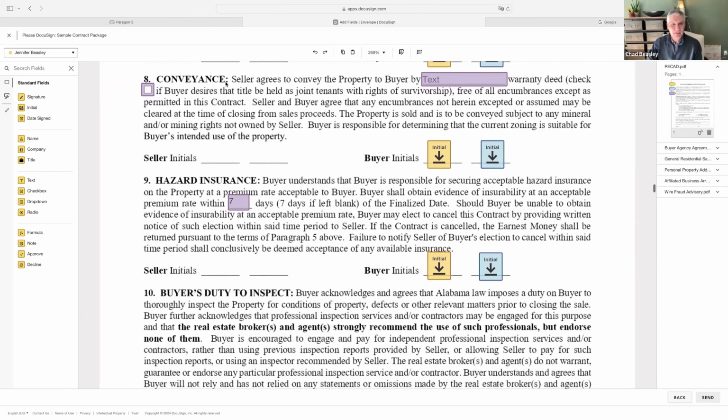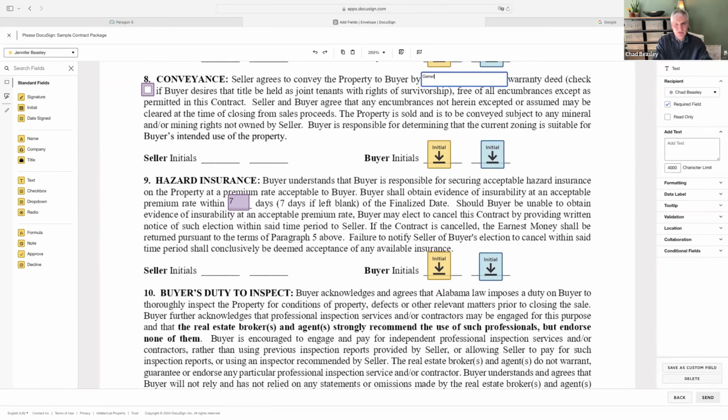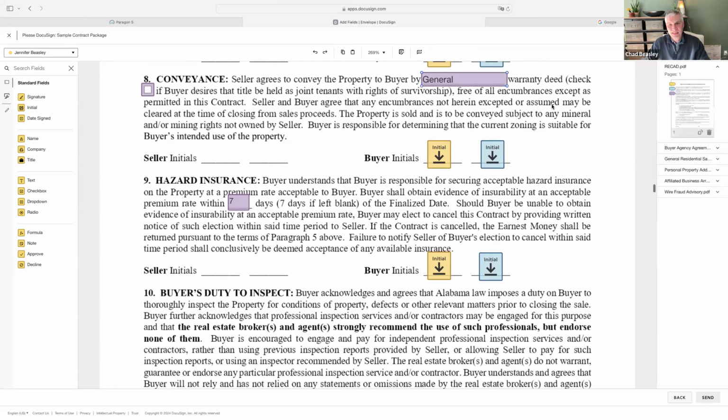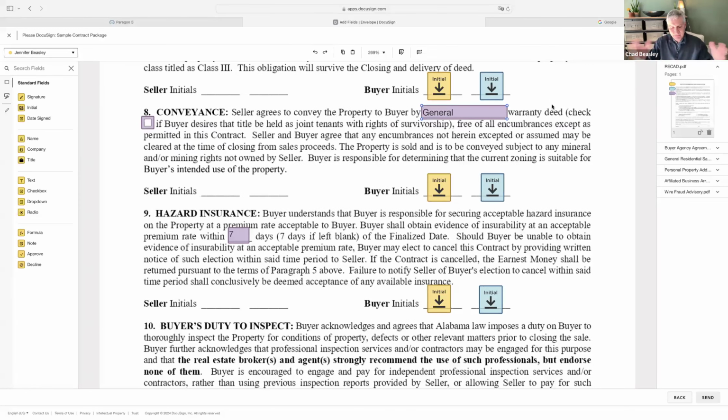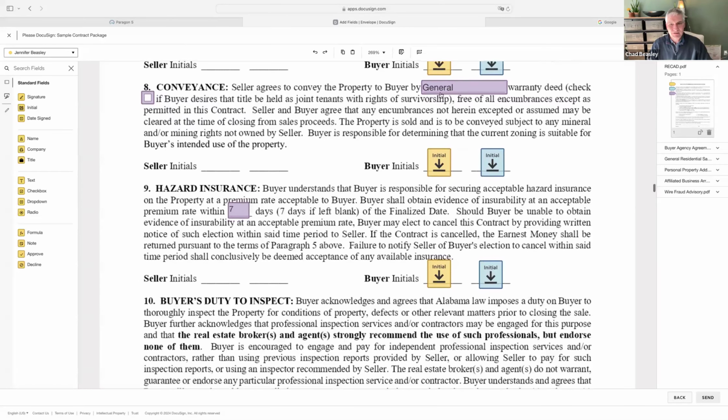Conveyance. Typically, seller agrees to convey the property to buyer by, typically it's going to be a general warranty deed. That is the broadest type of deed that's going to cover searching further back and everything. There are other types. Sometimes if you're doing a foreclosure, it's just going to say special warranty deed, because they're not insuring anything beyond when they took possession of the property. There's something called a statutory warranty deed. I won't get into all of that today, but the general warranty deed is what you're going to see most often. And that's just what kind of deed they're going to get.